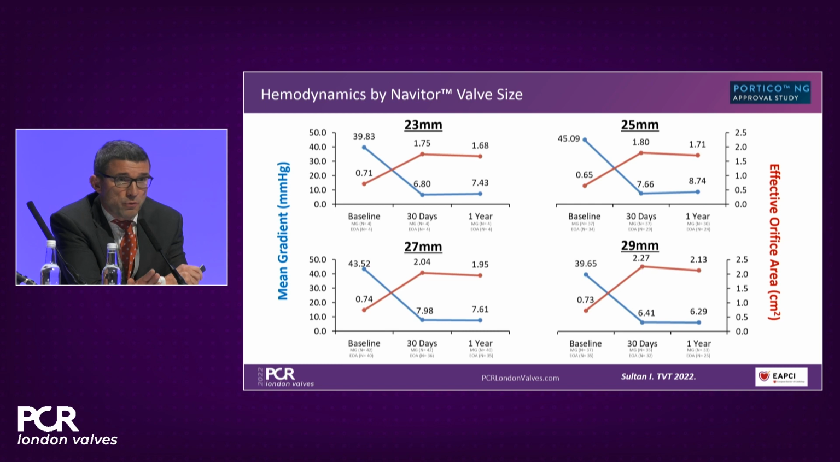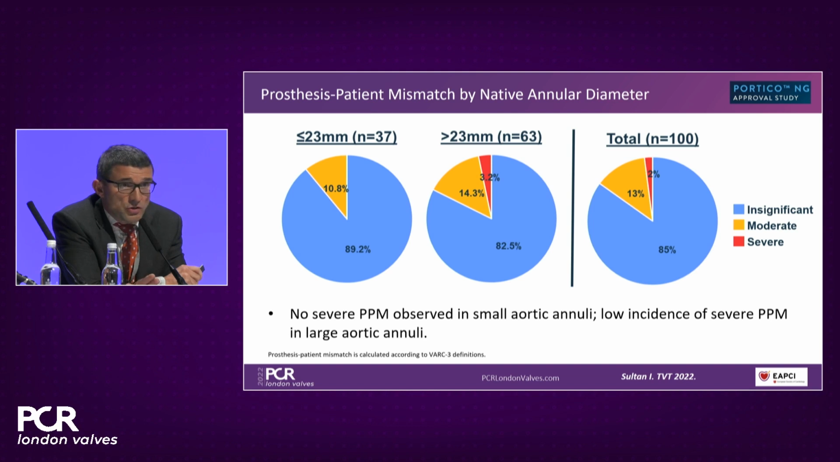This is the new contemporary Navitor valve, and this is divided by valve size. And you can see that now we have in blue mean gradients and in red effective orifice areas. And you can see we're now in an era where we've got options, despite the size of valve, to achieve excellent hemodynamics. And this is the consequence we see from this data in terms of patient prosthesis mismatch.